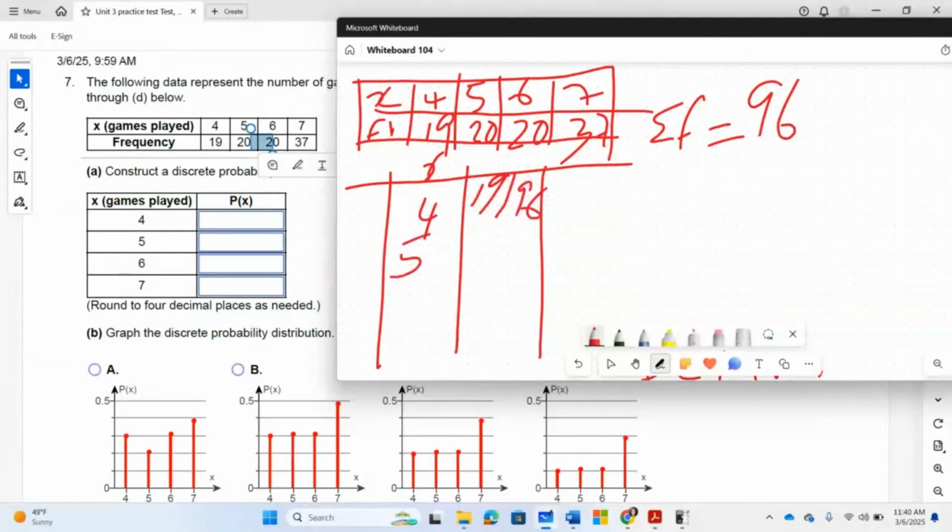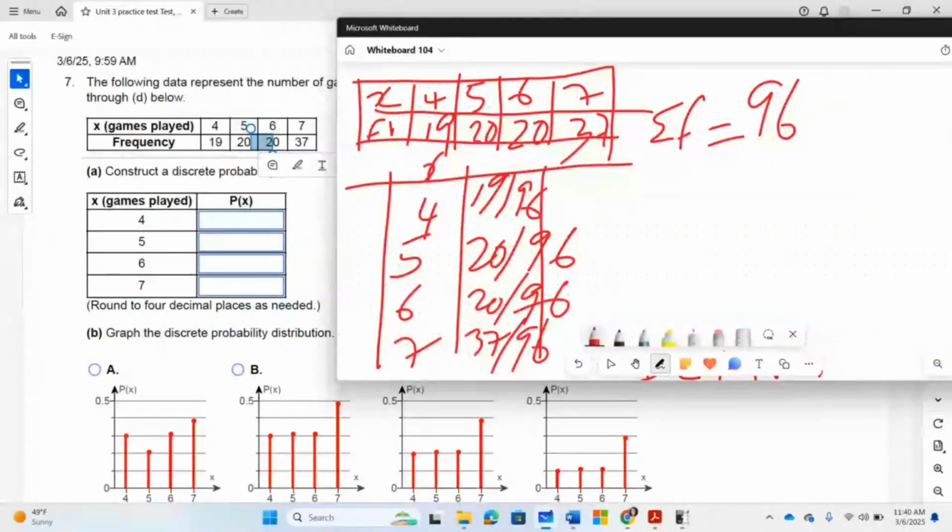For the number 5, the relative frequency, which is the same as probability, is 20/96. For number 6, the relative frequency is the same as 5. For number 7, the relative frequency is 37 divided by 96.